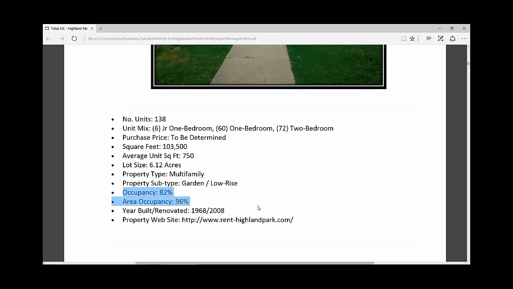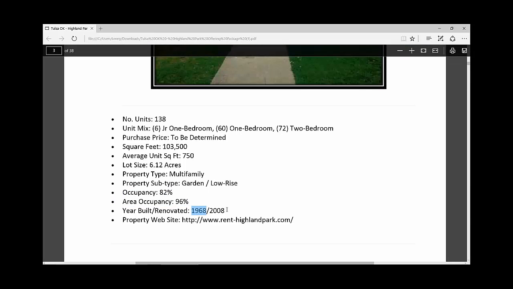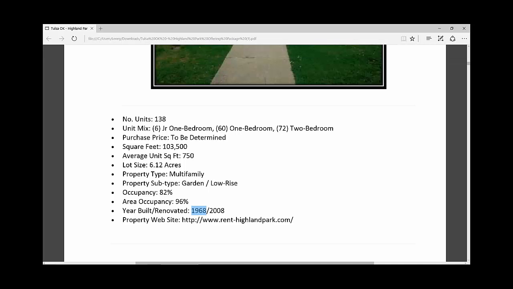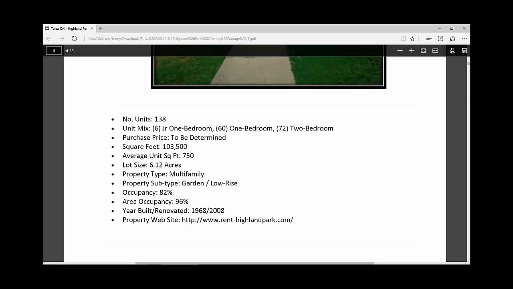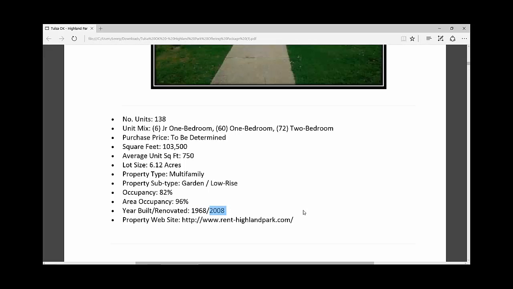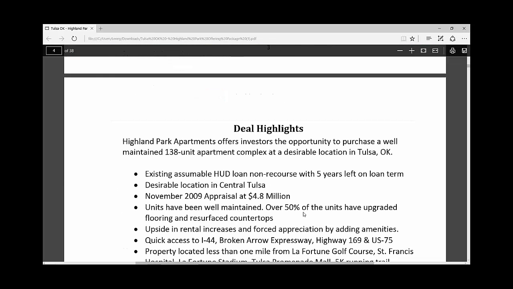Why can't this property perform at what the area is shooting for? Probably because of the fact that it's a 1968 construction. Well, what's the 96% occupancy based on? Are those also 1968 units as well, or is the 96% occupancy based upon much newer units? And then, of course, my favorite thing is renovated in 2008. We always have to ask the question, what does renovated mean? Because renovated means different things to different people.